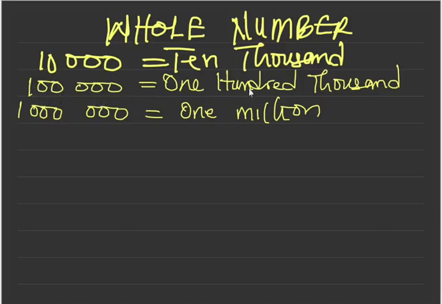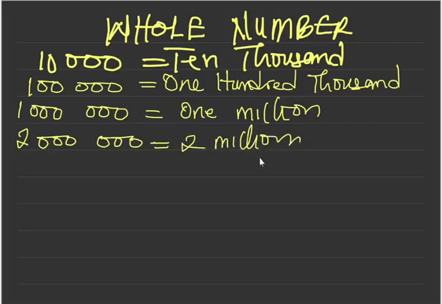This is 100,000. Anytime we have 6 zeros, it's a million. So now we have 1 million. You can have 2 million: 1, 2, 3, 0, 0, 0. So this is 2 million. This is how we represent it.